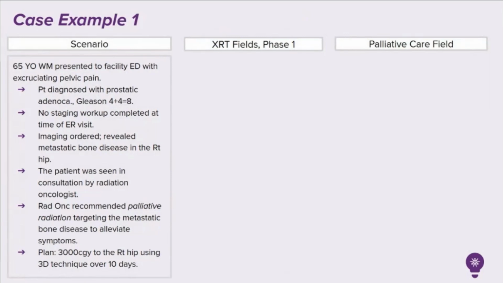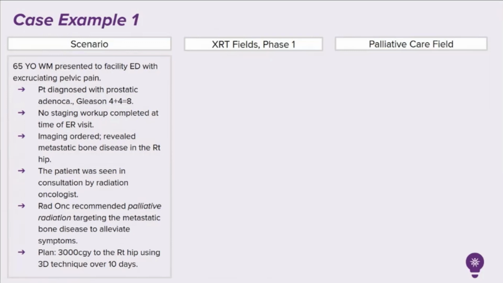So let's look at a few case examples. Here we have a 65-year-old white male who presented to the facility ED with excruciating pelvic pain. Prior to presenting to the ED, the patient was diagnosed with prostatic adenocarcinoma, Gleason's 4+4 = 8. No staging workup had been completed at the time of the ER visit.